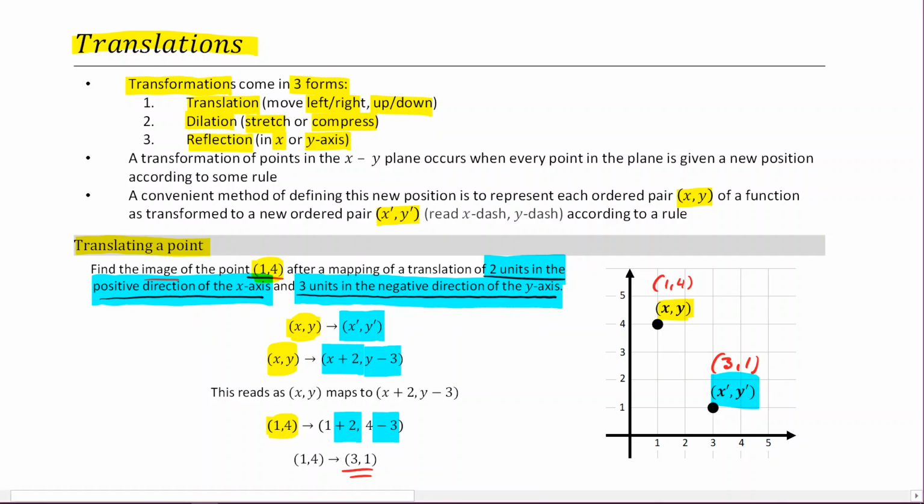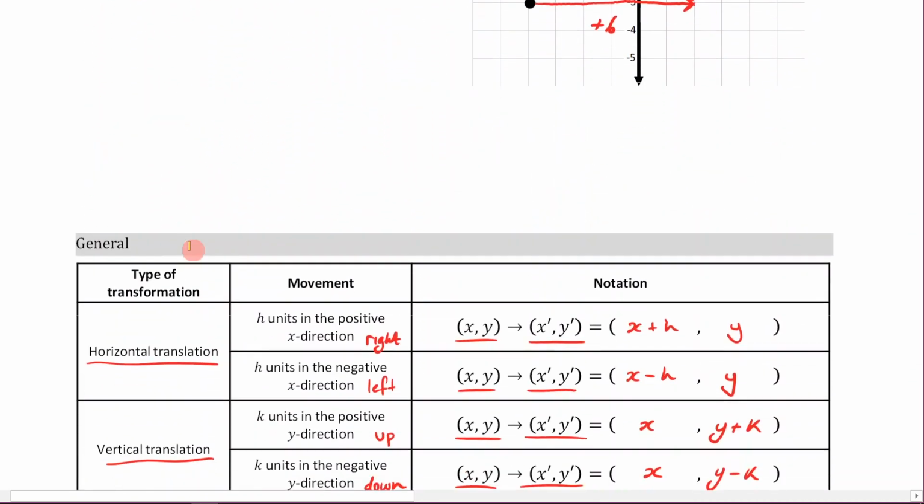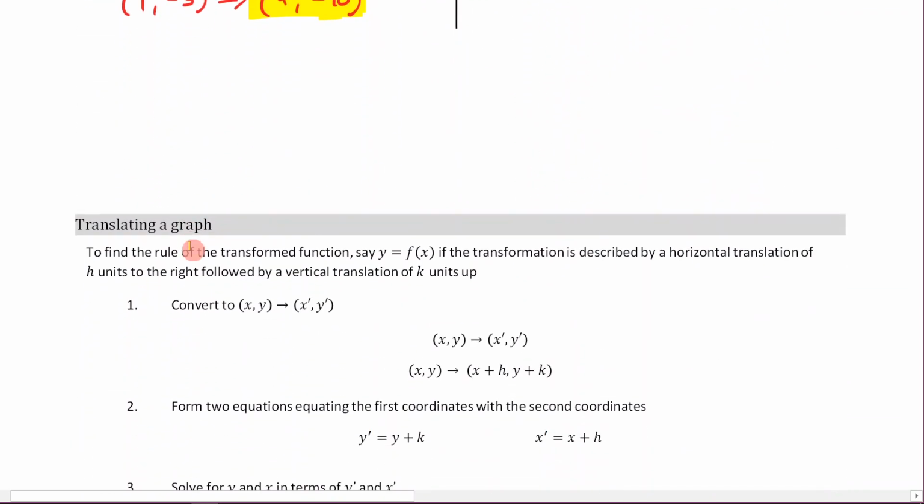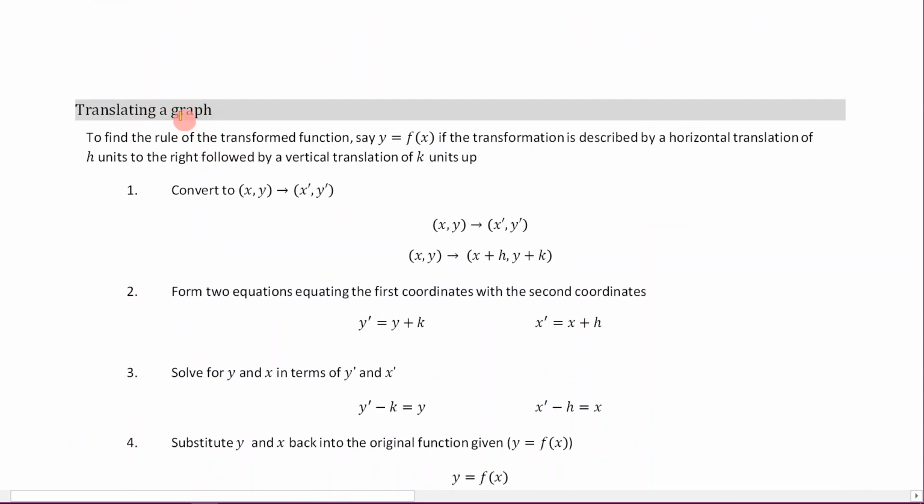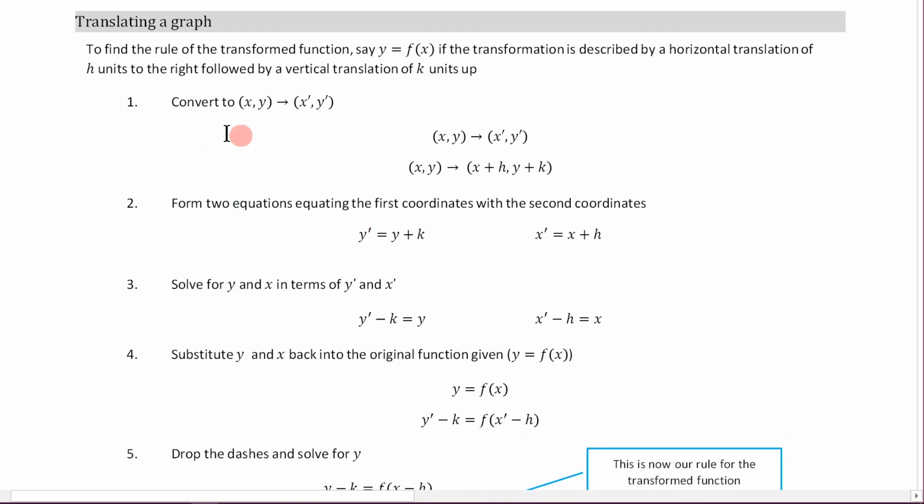Welcome to part 2 of this lesson. So in the first part, we talked about translating a single point. In this lesson, we're going to now talk about translating an entire graph. And the first thing that you'll see here are very detailed instructions on how to do this process.